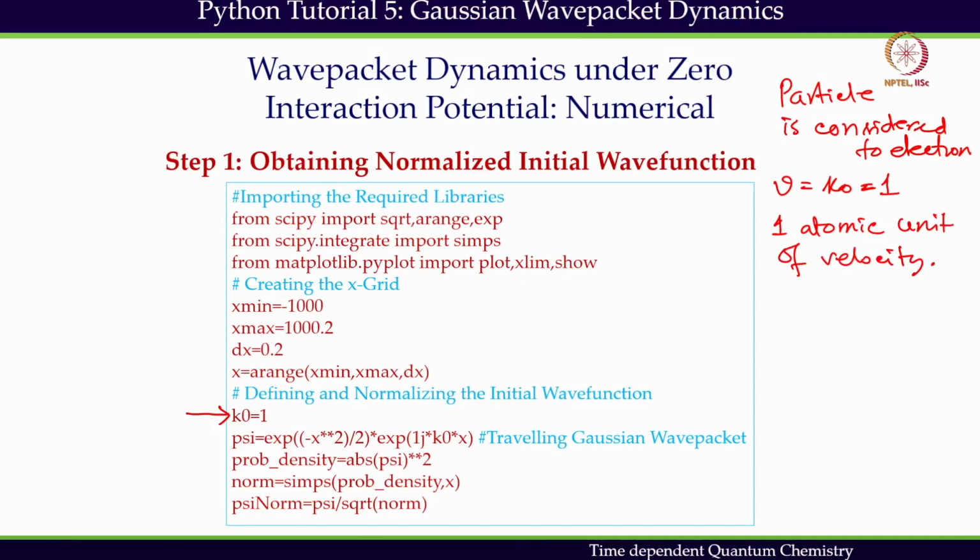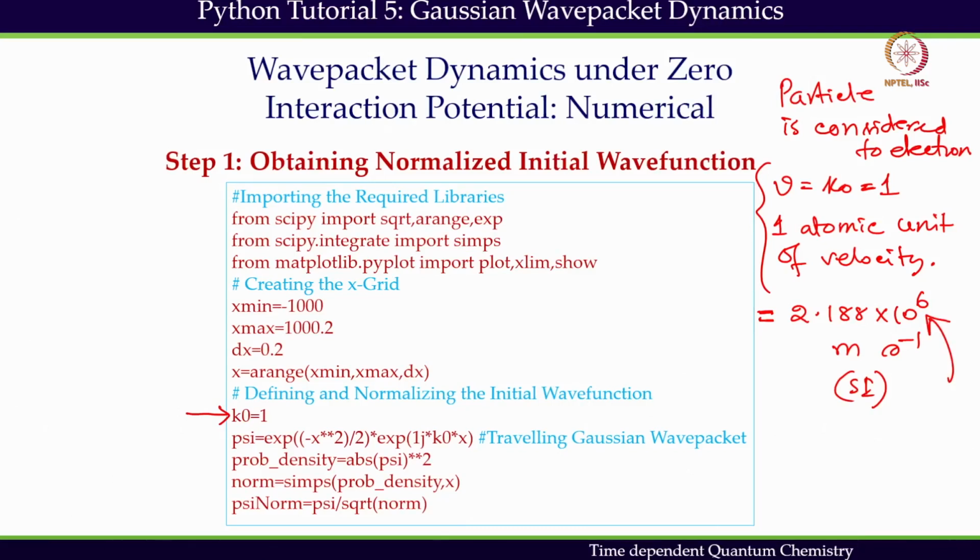In this problem, we are assuming that the particle is traveling with initial velocity 1 atomic unit. 1 atomic unit may not make sense to you, but in the SI unit it is equivalent to 2.188 into 10 to the power 6 meter per second. This is the equivalent SI unit value. So, we are assuming that the particle is traveling with this velocity.